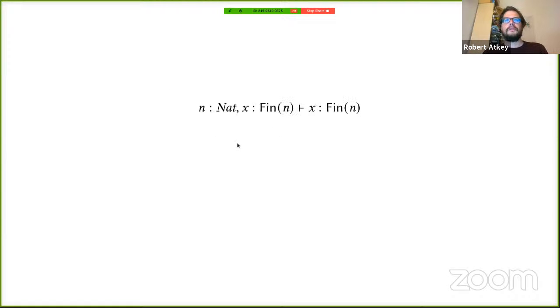So here's an example. Let's say we have a context that has n, which is a natural number, and x, which is in the finite type of numbers less than n, so x is a number less than n. And all this program does is just return x. So we could say x is actually used computationally. I mean, not in a very interesting way here, but the program actually does return x.